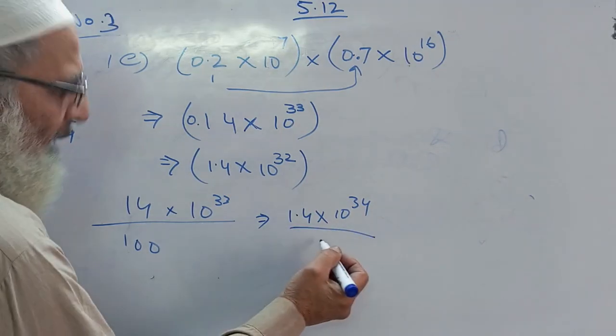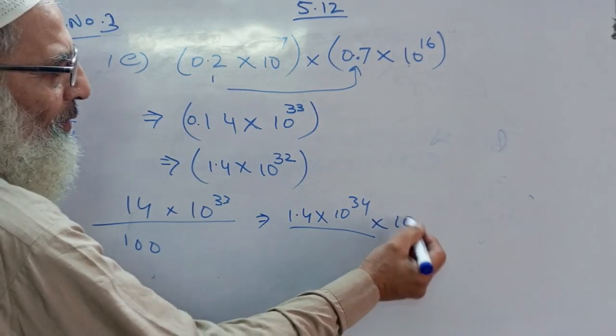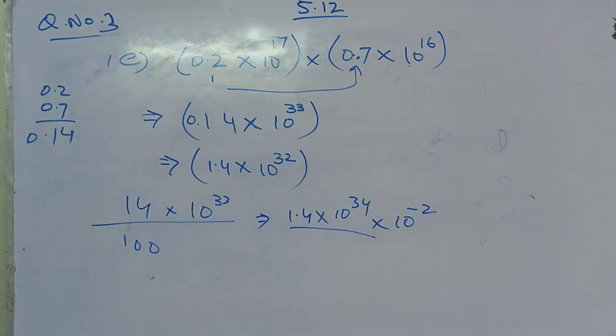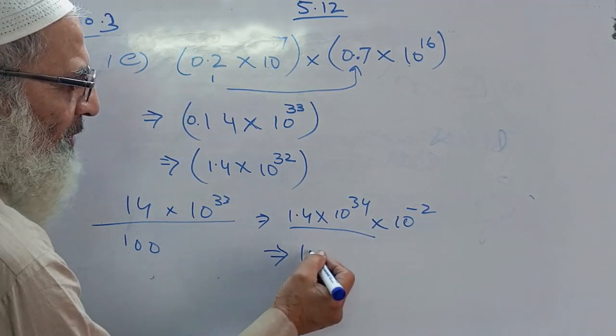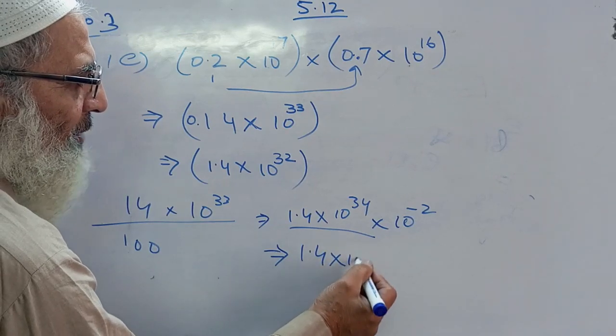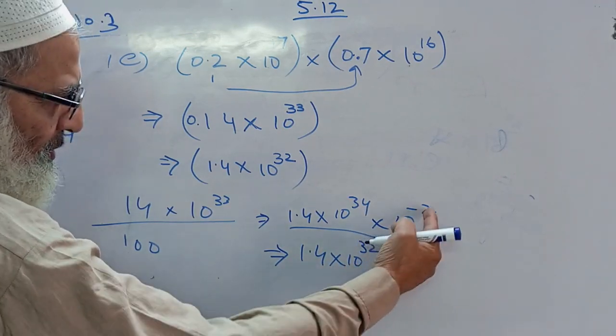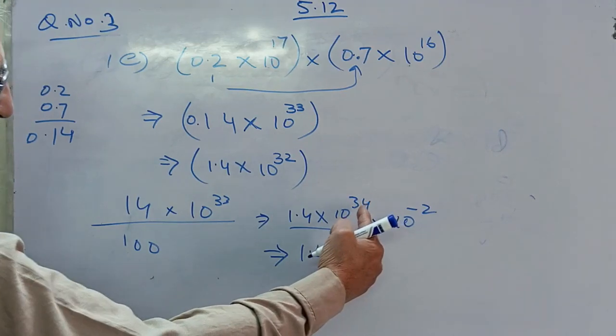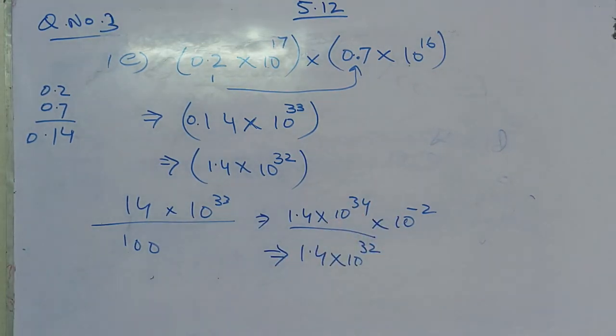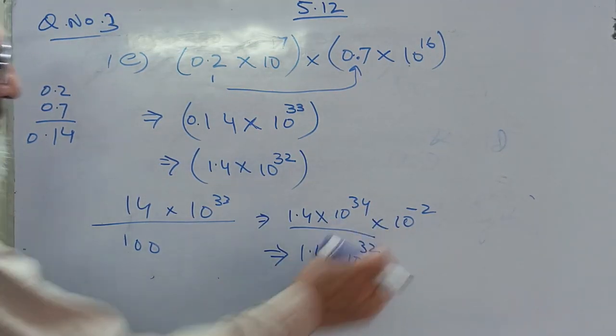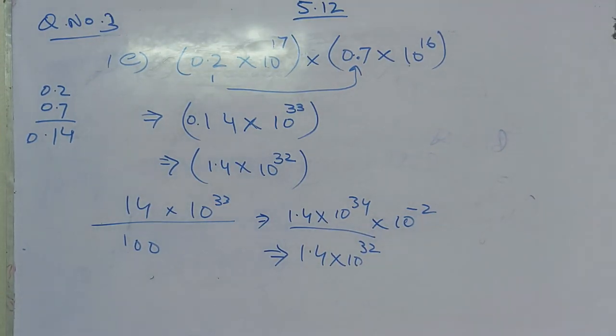And of course, there are two zeros which are being subtracted from this. So this 2 will be subtracted from this 34. So it will become 1.4 into 10 raised to power 32. So you see how we change the figures.